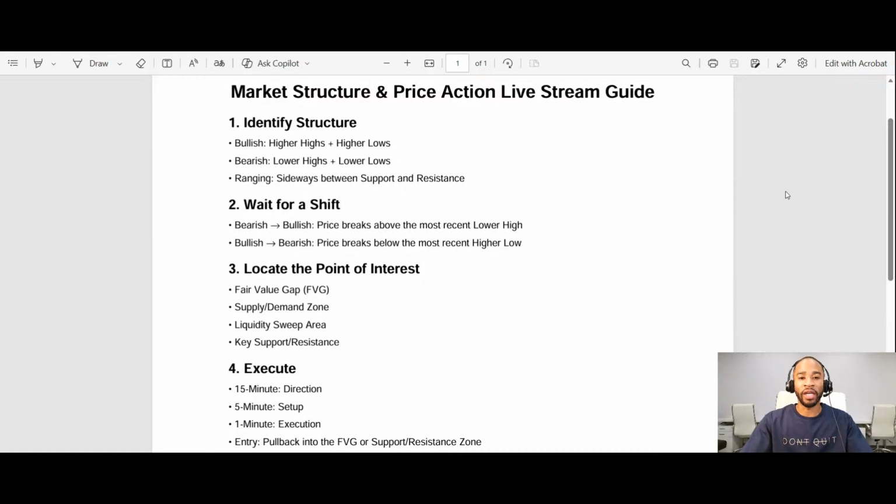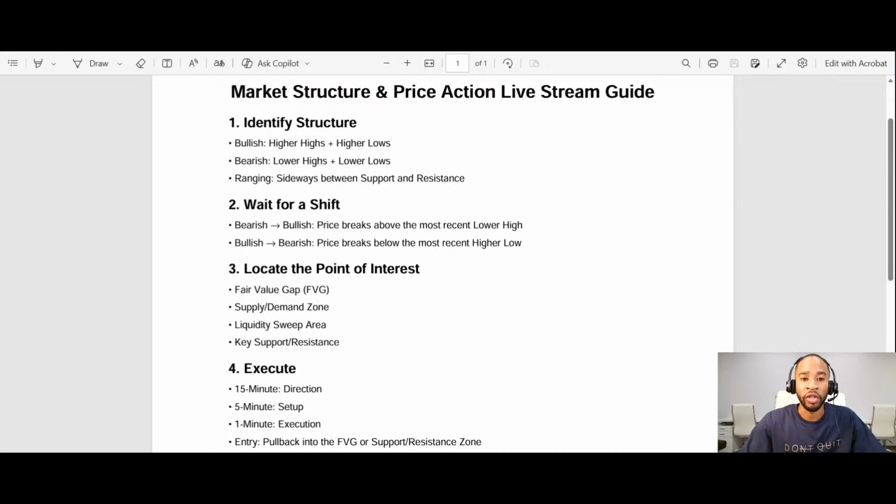All right, so the first thing with market structure and price action, you have to identify the structure. And the primary way that you can identify the structure to see if we're bullish, you want to look for higher highs. You want to look for higher lows. Let's say, for example, if we're bearish, you want to look for lower highs and lower lows. And when we're ranging, you want to keep a close eye on support and resistance levels.